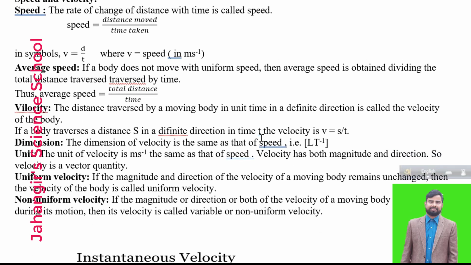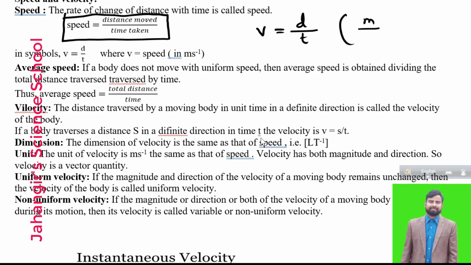Now speed and velocity. The rate of change of distance, that means it is related with distance. The rate of change of distance with time is called speed. The formula is speed equals distance moved divided by time taken. Symbolically, speed is denoted by v, distance by d, and time by t. The unit of distance is meter and the unit of time is second, so the unit of speed is meter per second.